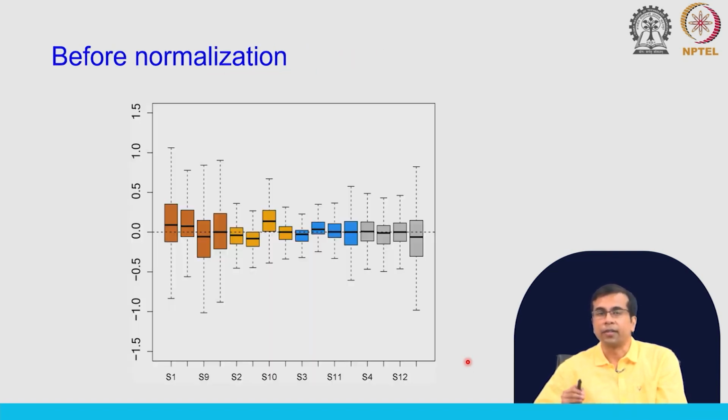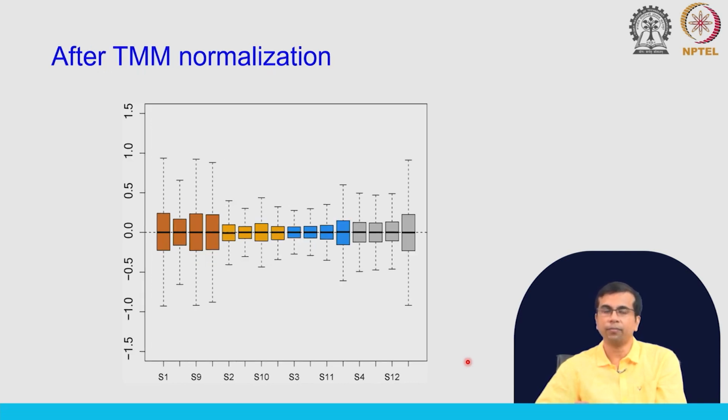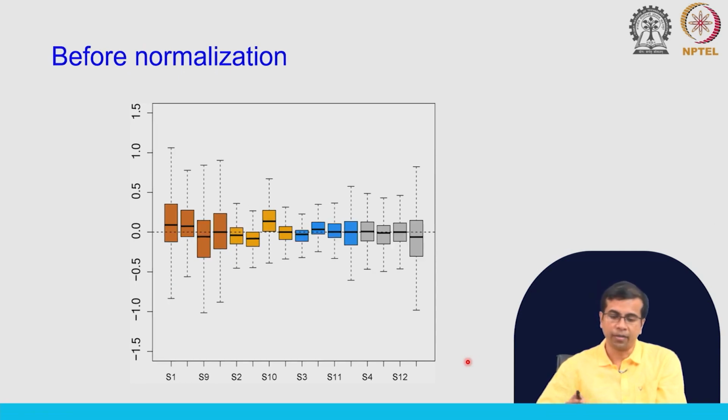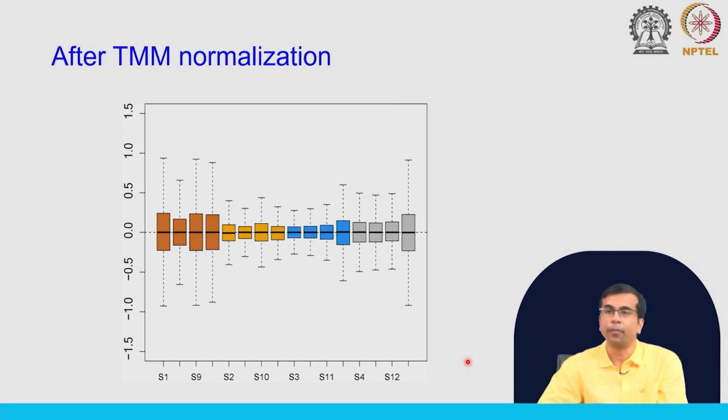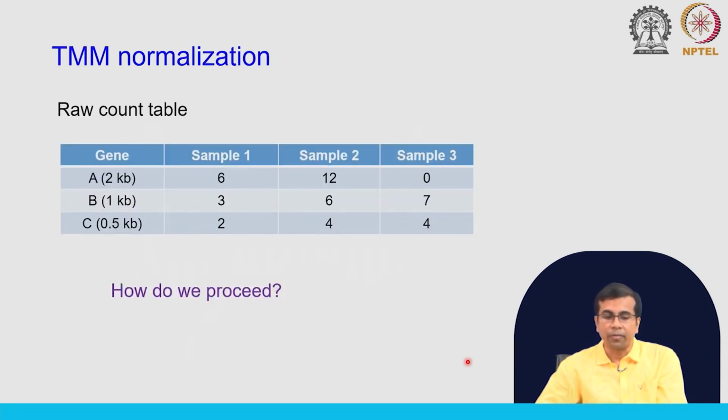All right, so let's go back to the example. This is the real data set. Before normalization, these are the distributions for the 16 samples that we have, and this is after TMM normalization. You can see the distributions, the medians become identical, and the values come close to each other. So we have seen this.